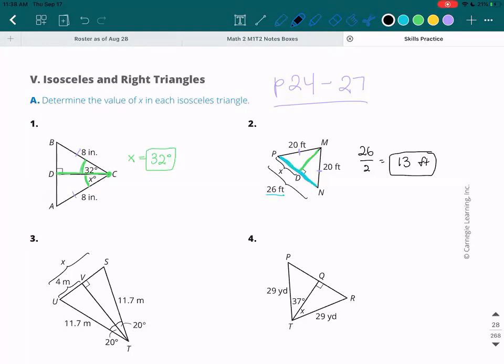How do we get 13 again? We took the 26, which was the overall length of this blue side. See the blue side? We took the 26, because they told us it's 26, and we divided it by 2. Because look at this green line. This green line cuts the blue side in half. So our green altitude bisects our blue base. So we cut it in half. That's what bisects means. So you take 26 and you take half of that. 26 divided by 2 gives us 13. Any other questions?